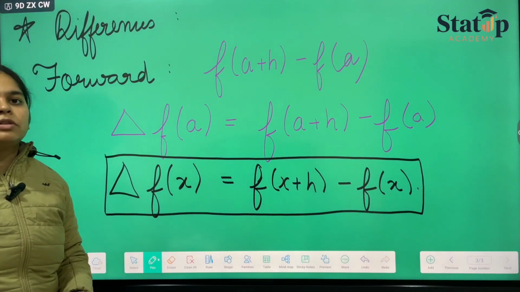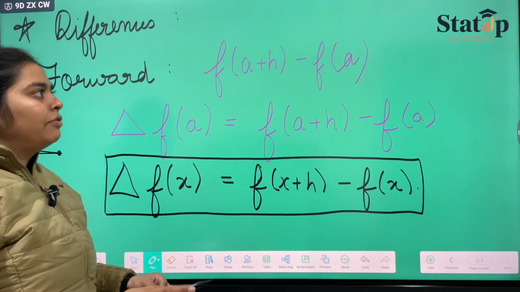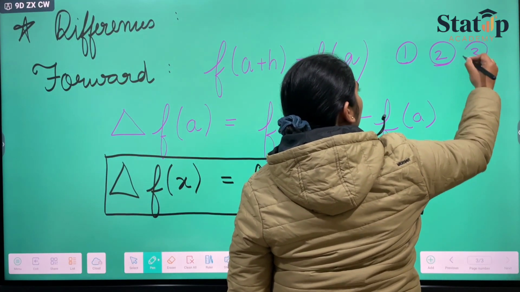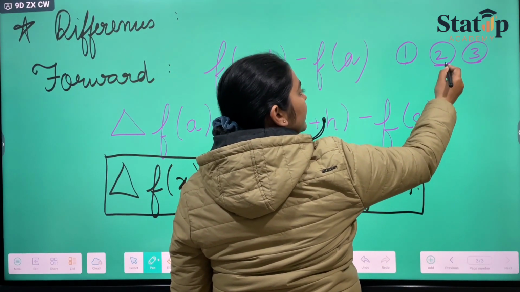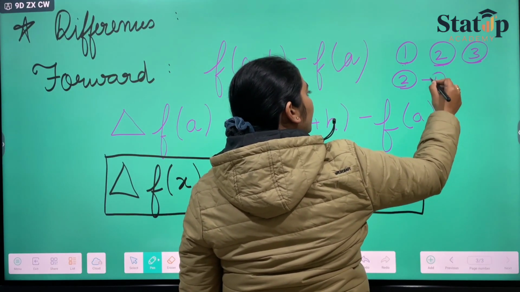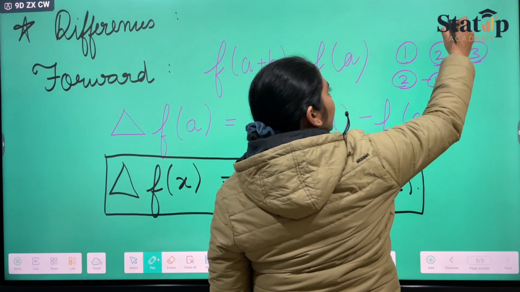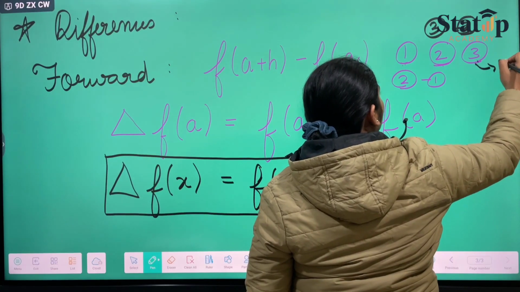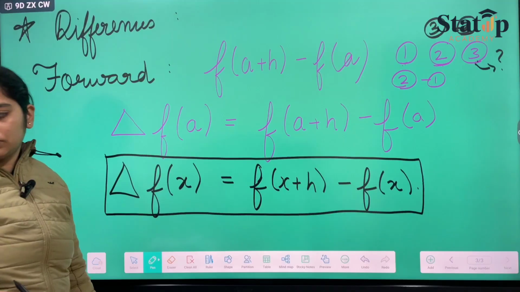So if I'm talking about the forward difference, then suppose I have three values, 1, 2, and 3. If I have to find the forward difference of 1, then it will be the next value minus the original value, so it will be 2 minus 1. If I have to find the forward difference of 2, then it will be 3 minus 2. And for 3 it cannot be calculated because we don't know what is next. Okay, so this is the meaning of forward differences.